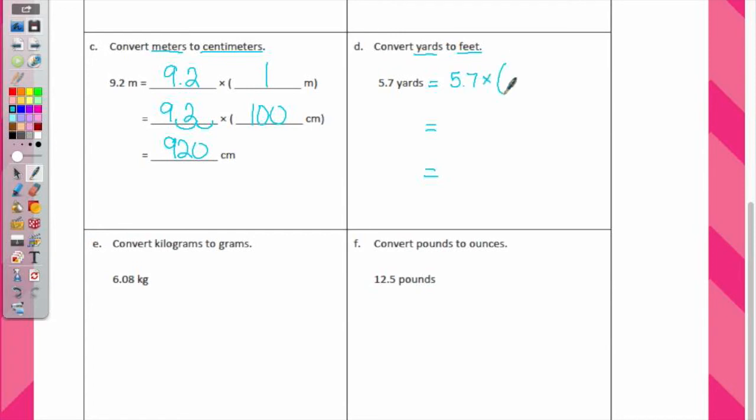5.7 copies of 1 unit. What is 1 unit? 1 yard. 1 yard. It's quite simple.